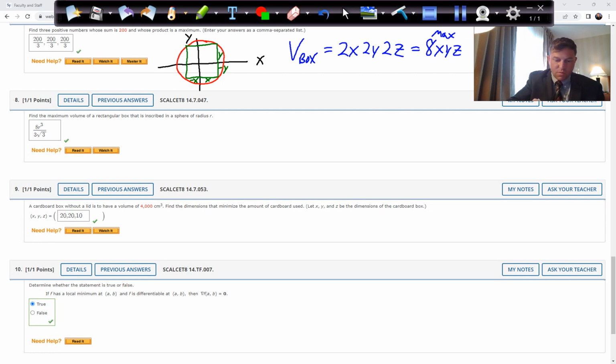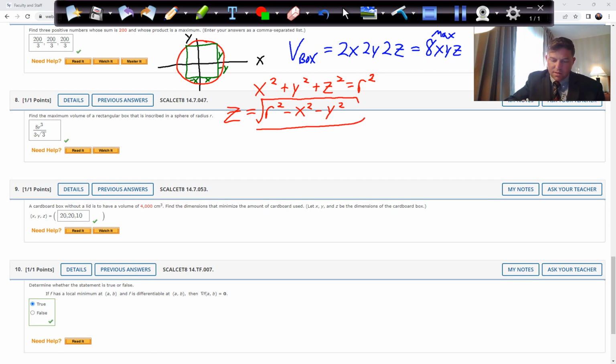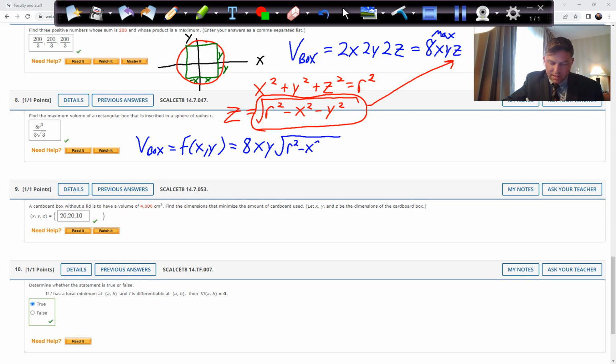Now the other formula we need is the equation of the sphere. So the equation of the sphere in 3 dimensions is x squared plus y squared plus z squared equals some radius squared. And we're only going to use that to eliminate z. So from this, we're going to solve for z and say z is equal to the square root of r squared minus x squared minus y squared. Okay, and then we're going to take all of that and replace the z in this equation with that formula. So we're going to get the volume of the box, which is really the function we are trying to maximize, so let's write it as f(x,y), is equal to 8xy times the square root of r squared minus x squared minus y squared.